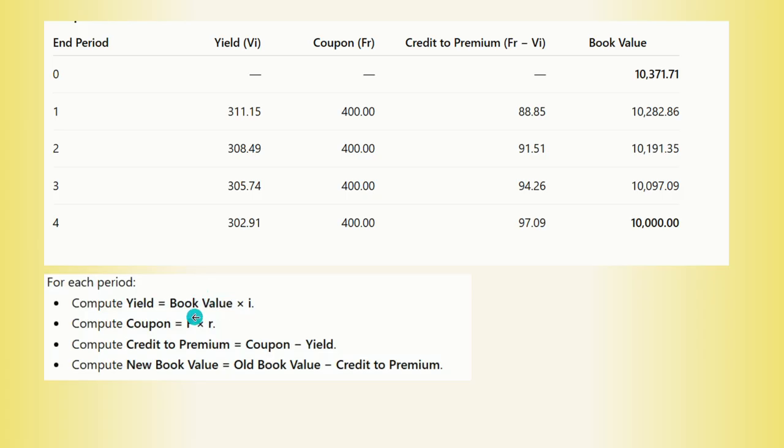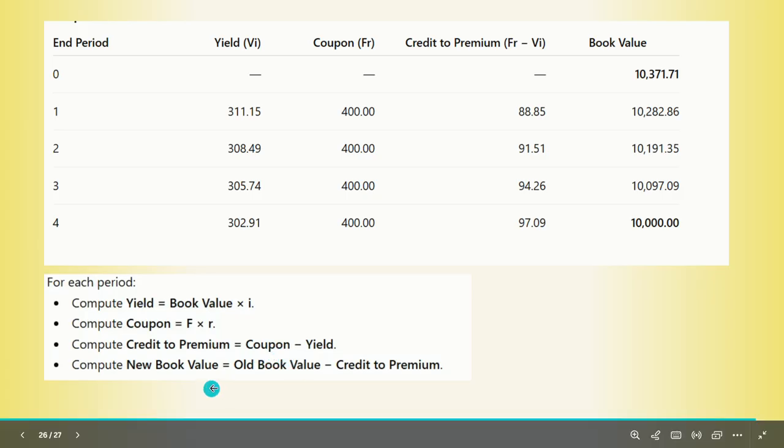So these are the steps. For each period, compute yield, which is book value times I. Coupon is equal to F times R. Credit to premium is equal to coupon minus yield. And the new book value is the old book value minus the credit to premium.